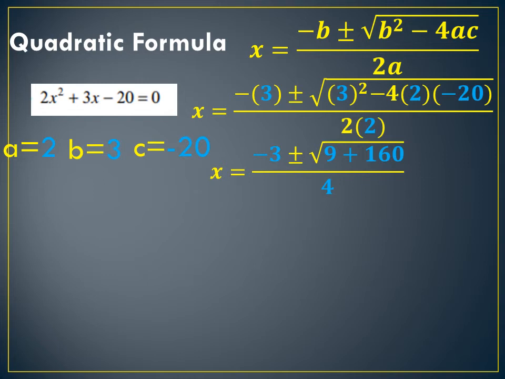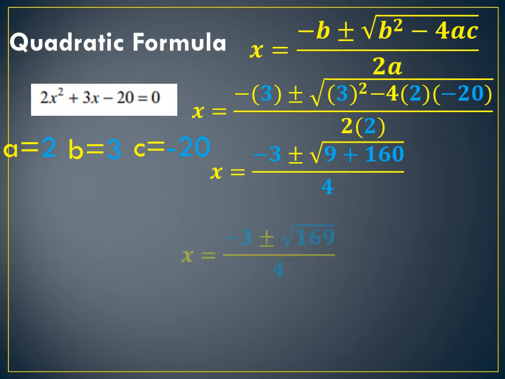So in that, you have two negatives, negative 4 and negative 20. So it becomes positive. 4 times 2 is 8, times 20 is 160. And it becomes positive 160, because you multiply two negative numbers. Divided by 2 times 2, which is 4. So all over 4 is our denominator.